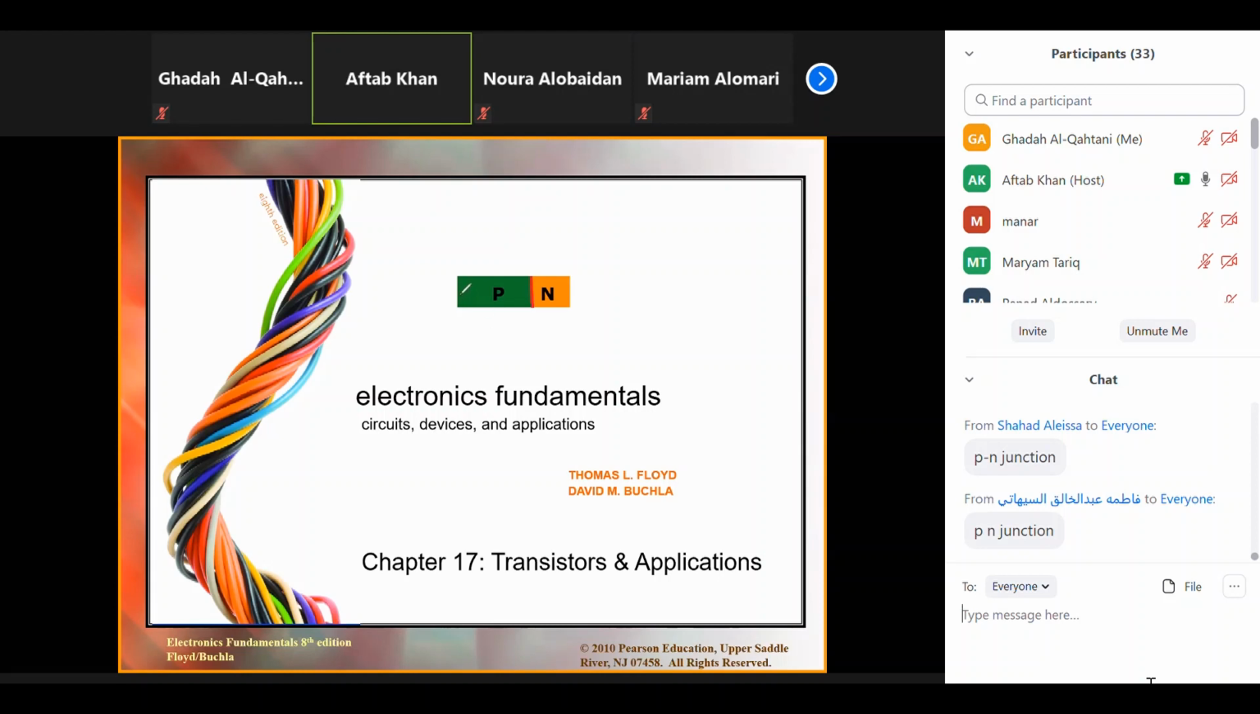So here we have two terminals connected, which are anode and cathode. You can see this one. This is anode. This is cathode. And this is the symbol here. This is A. This is K. Anode and cathode. So in a diode, we have two layers, P and N.